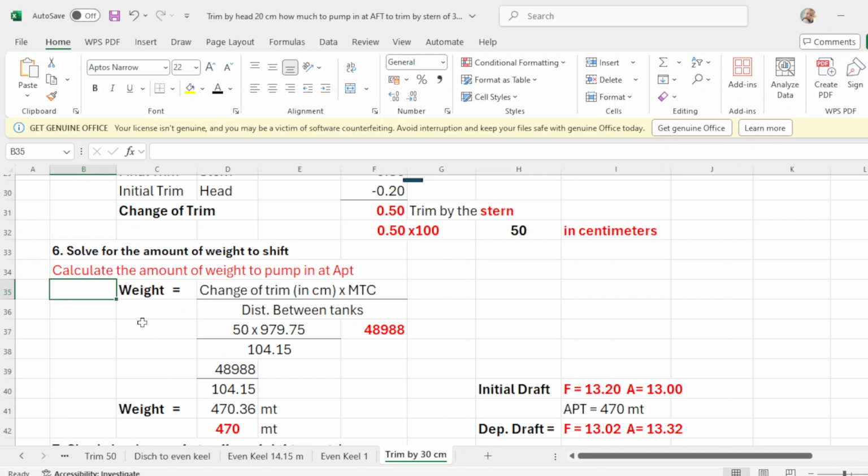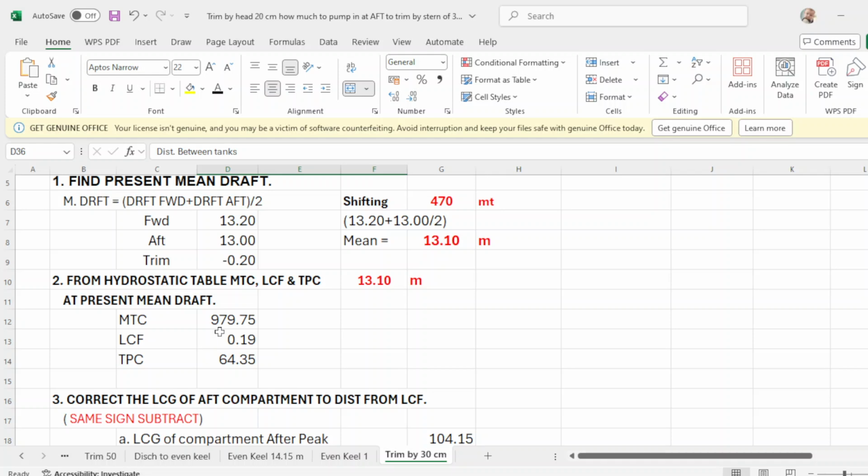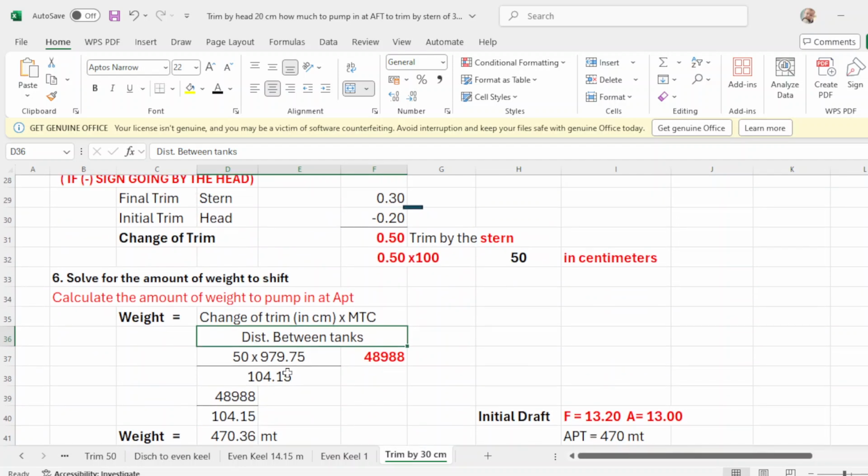So the formula is weight equals change of trim in centimeters times MTC over the distance between tanks. The change of trim is this one, 50 centimeters, and your MTC is 979.75. That is this one, over your distance between tanks.